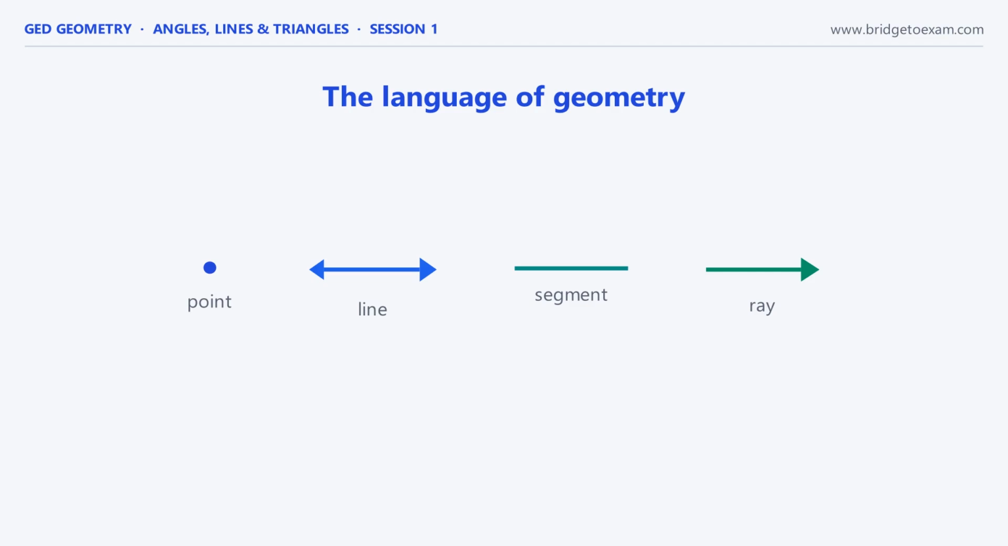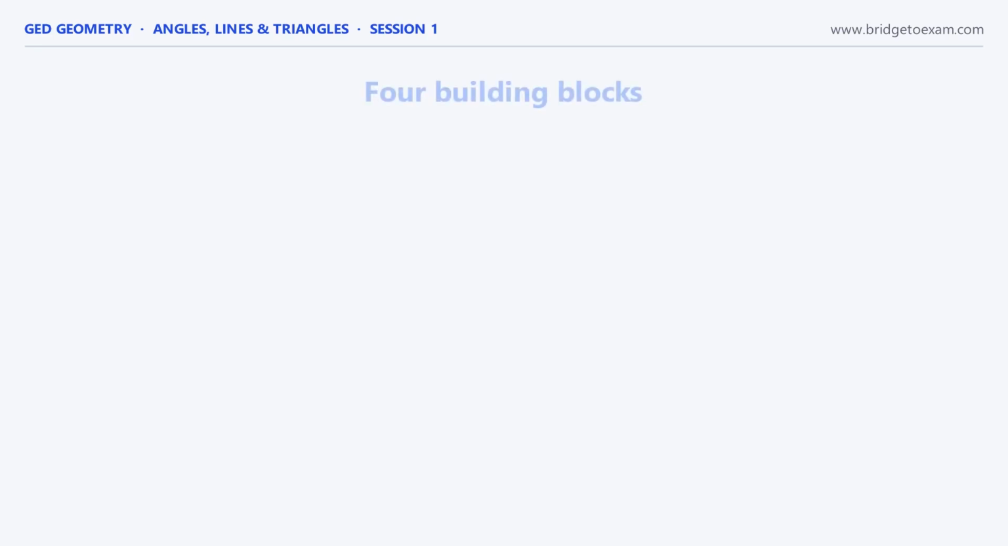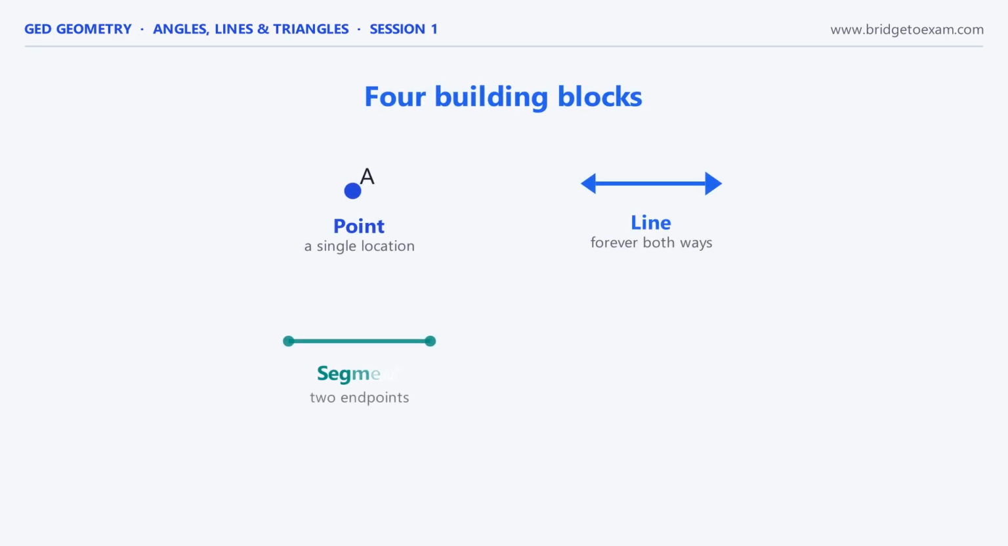Before we can solve a single angle problem, we need to learn the language of geometry, the words and symbols that every question on the test will use. In this lesson, we'll meet the 5 building blocks of geometry: the point, the line, the segment, the ray, and the angle. Then we'll learn to read the symbols that name them, and the 3 benchmark angles you'll come back to again and again. Let's start with the 4 basic pieces.